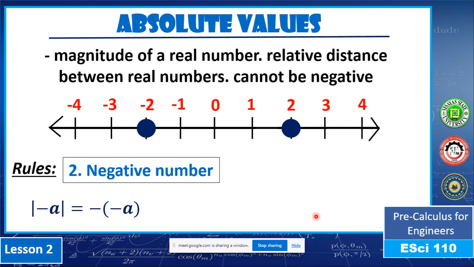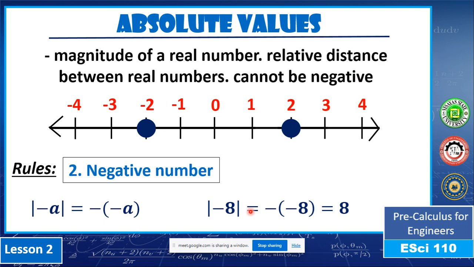But for rule number 2, for negative numbers, if we're going to take the absolute value of a negative number, you simply multiply it by negative 1. So for example, if we have negative a, you simply write negative 1 times negative a so that it becomes positive, in order to comply with our definition here that the absolute value of a number cannot be negative. So for example, we have the absolute value of negative 8.